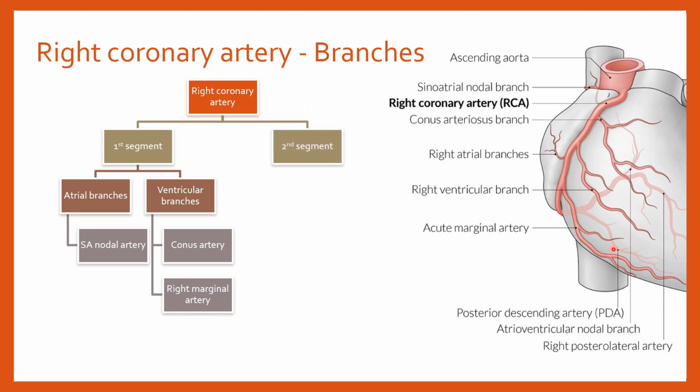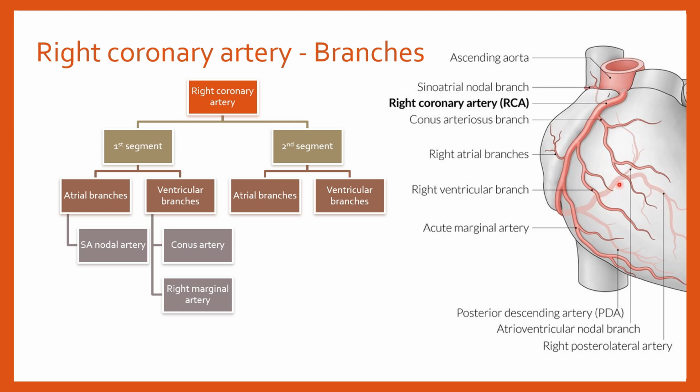Next, branches coming from the second segment: we have the atrial branches which supply the posterior surface of both the right and left atrium. Among the ventricular branches, these are the branches which arise from the trunk of the right coronary in the posterior part of the atrioventricular groove. They supply the diaphragmatic surface of the right ventricle.